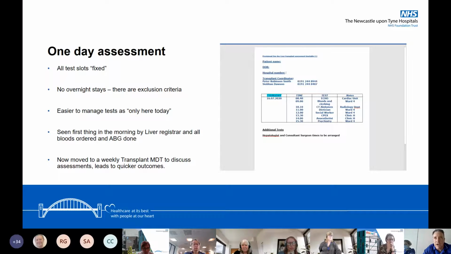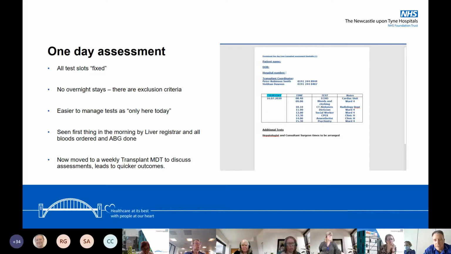So departments don't have a lot of wiggle room to get out of things. In this scenario, patients were seen first thing in the morning when they arrived, so around about 8 o'clock, by a liver registrar, and the bloods were ordered, blood gases done, and then they went off at 8:40 for their echo.